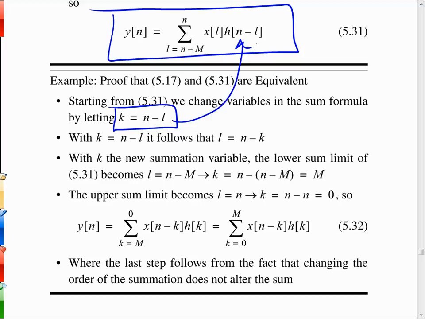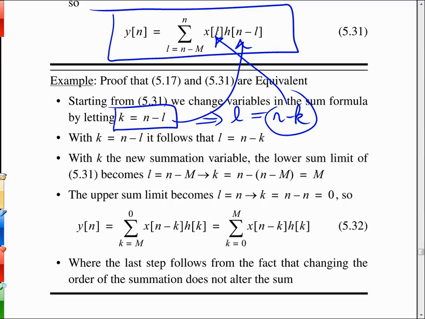And if we do that, then what does L become? If k is equal to n minus L, where we have L, we replace it by what from the algebra here? Just solving for L, what do we have? Is that right? So that means n minus k goes in up here.